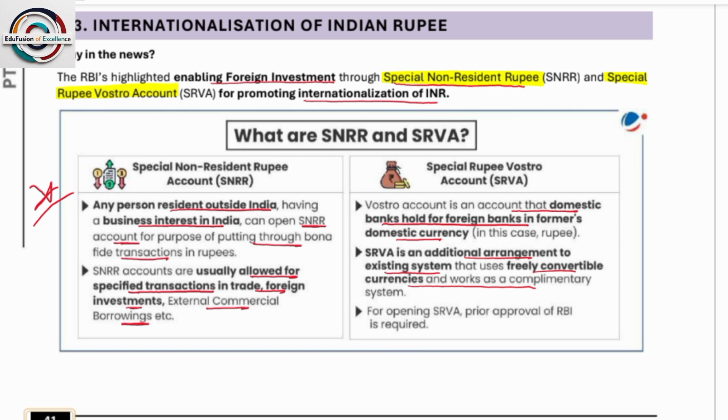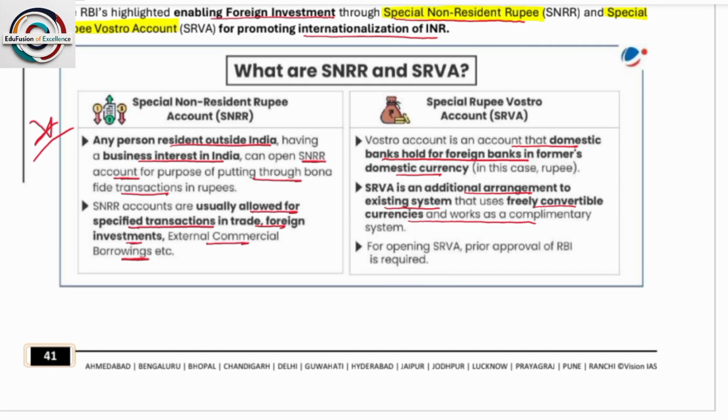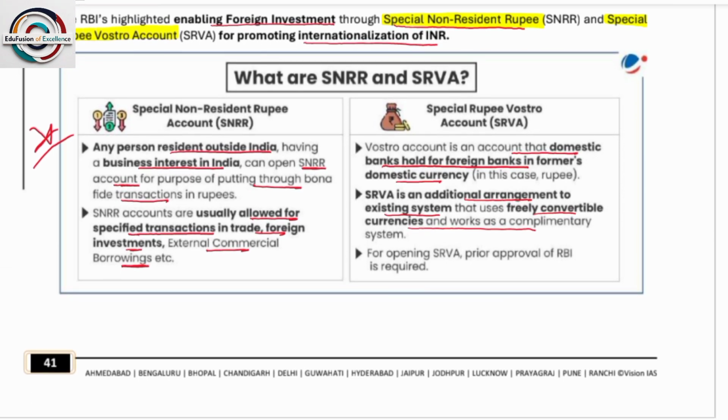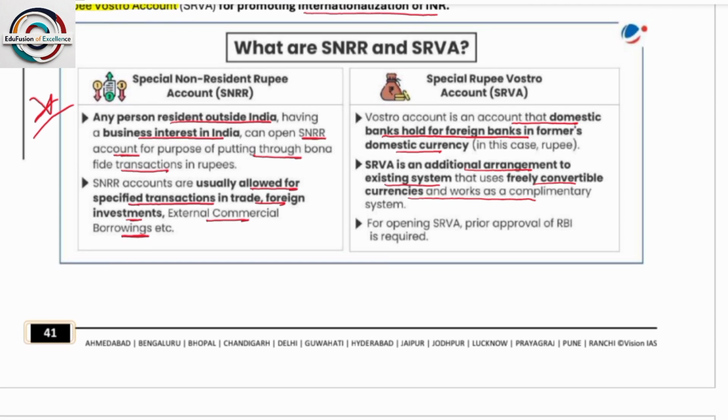RBI highlighted enabling foreign investment through special non-resident rupee and special rupee Vostro accounts. I hope everyone has a clear idea about the Vostro and Nostro account. So what are SNR and SRVA? A special non-resident rupee account and a special rupee Vostro account. What is that? So, special non-resident rupee account: any person resident outside India having a business interest in India can open an SNR account for the purpose of putting through bona fide transactions in rupees.